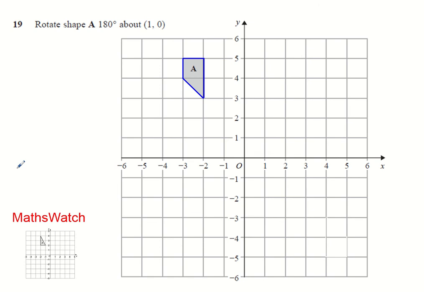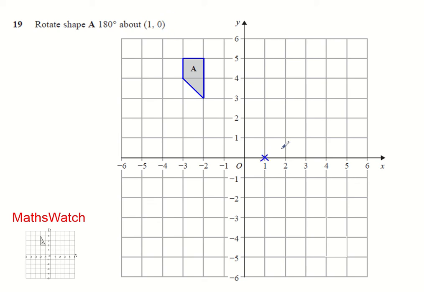19. Rotate shape A 180 degrees about 1, 0. Now in a real exam this is a question where you would often use tracing paper in order to do this. Using tracing paper on this sort of question means you have to do two things. One is you need to identify the centre of rotation. That's the coordinate that's given in the question. So our centre of rotation is 1, 0, which is there.